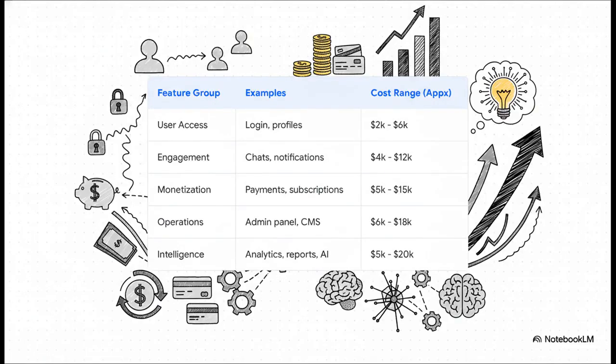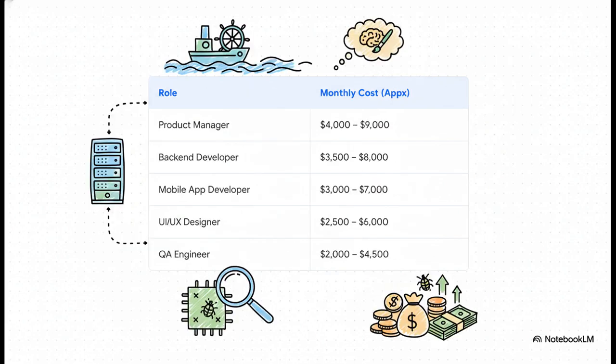And we can get even more specific. It's really important to know that not all features cost the same. Basic user logins and profiles, they're relatively inexpensive. But the moment you start adding complex things like monthly subscriptions or intelligence features with AI, the cost can start to climb really fast.